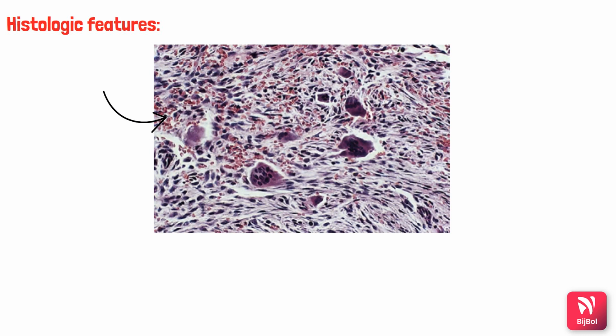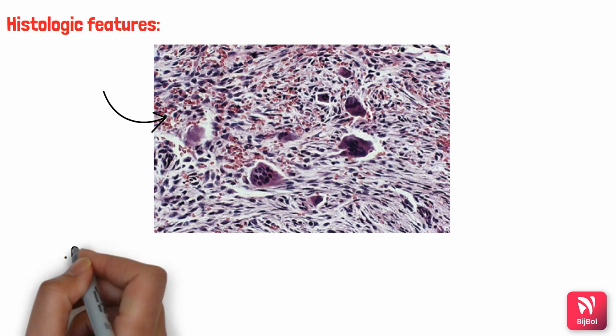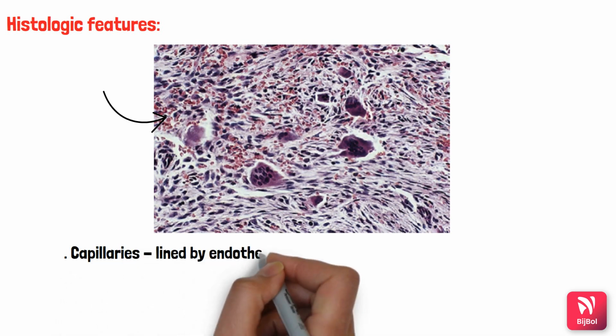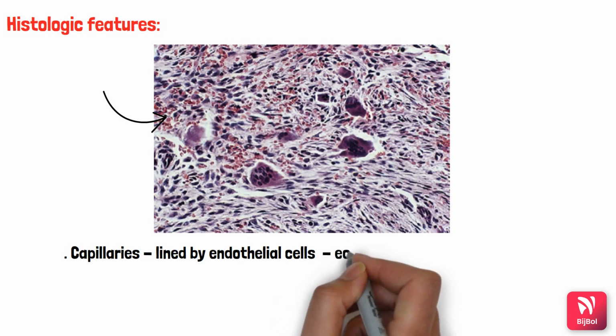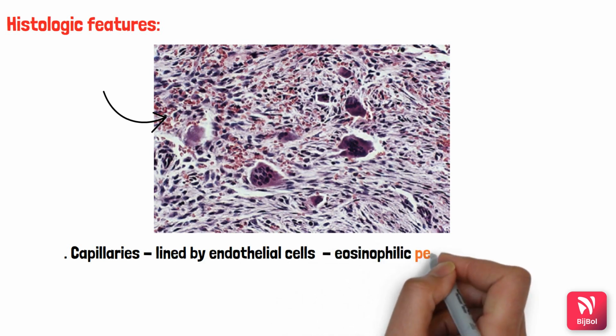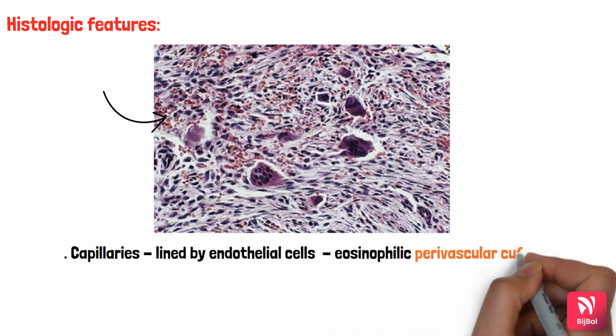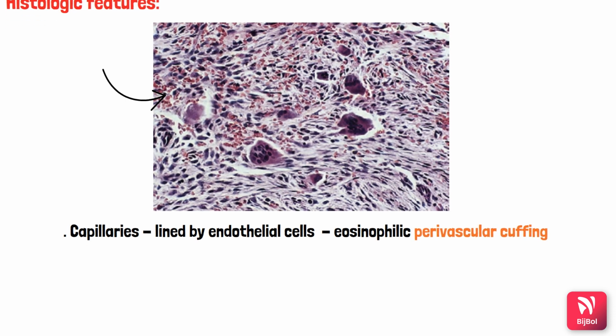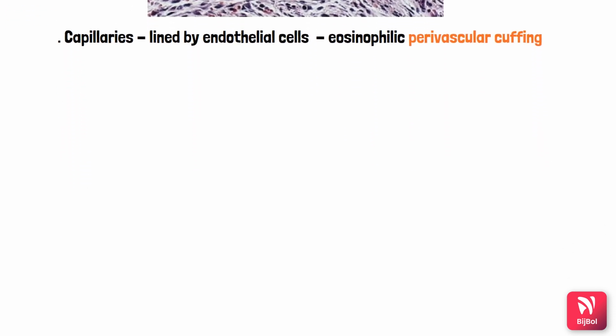Okay, along with these features I told you it is a vascular lesion, right? It is a vascular connective tissue, so it contains numerous capillaries which are lined by endothelial cells, and around these capillaries we tend to see this thick eosinophilic perivascular cuffing. That is an important feature. So what all we will see, it is a vascular connective tissue with numerous spindle shaped fibroblasts, multinucleated giant cells, hemorrhagic areas, hemosiderin, as well as capillaries showing eosinophilic perivascular cuffing.